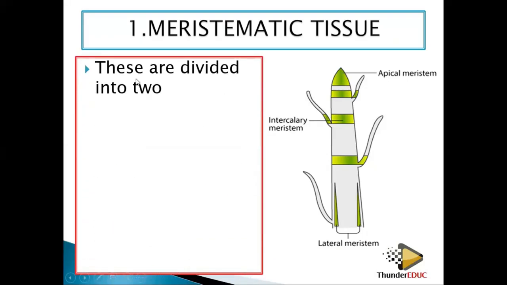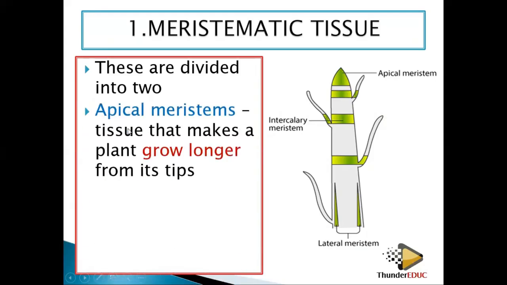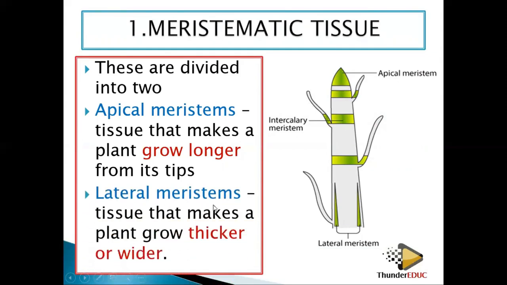So these are divided into two. Number one, apical meristematic tissue, which makes the plant grow longer. If you want the plant to grow taller or longer, then it's the apical. It comes from the apex, as I told you, which means the tip. So if the plant is to grow taller, then the plant is supposed to use what you call apical meristem. And then you have the lateral meristem.